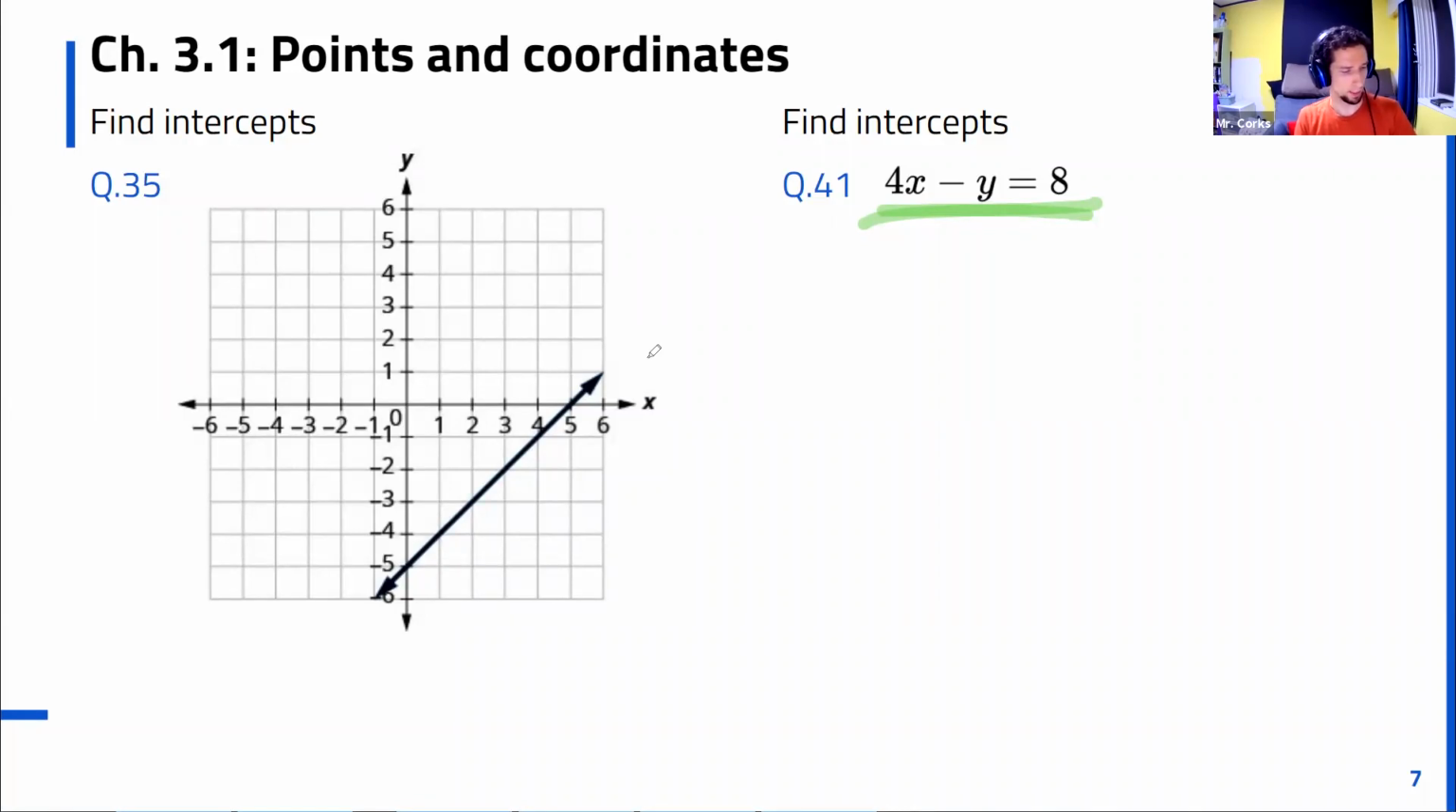All right, let's try these. The one on the left here first. We're just being asked to find the intercepts, not the equations. We could find the equation, but that's not what the question is asking. So what are the intercepts for the one on the left?